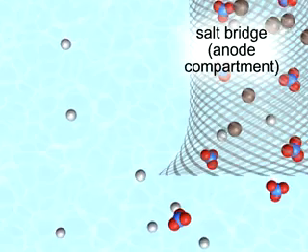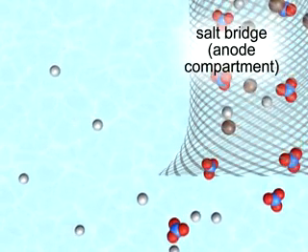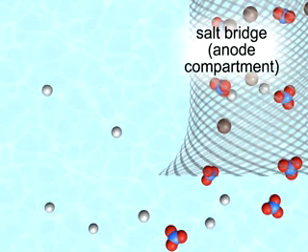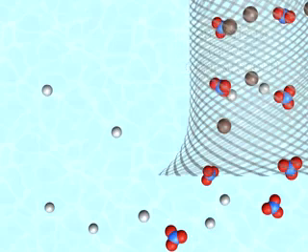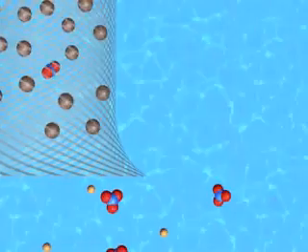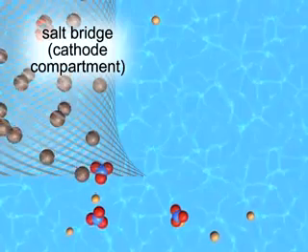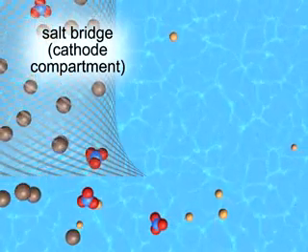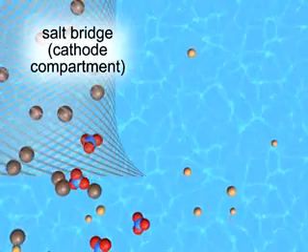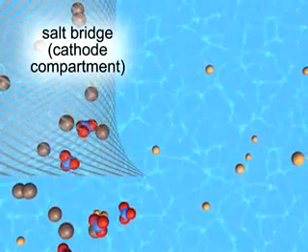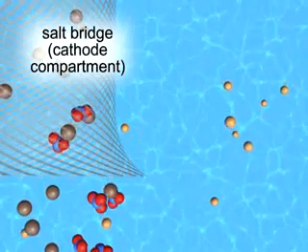In the anode compartment, nitrate ions leave the salt bridge to balance the gain of positive charge as zinc ions enter the solution. Some zinc ions also enter the salt bridge. In the cathode compartment, sodium ions leave the salt bridge and nitrate ions enter it to balance the loss of positive charge as copper-2 ions leave the solution and are reduced at the cathode.